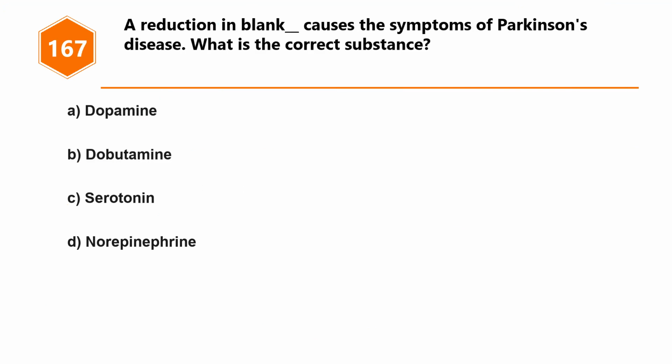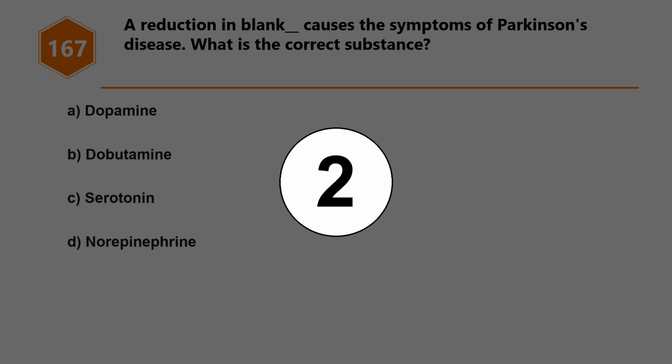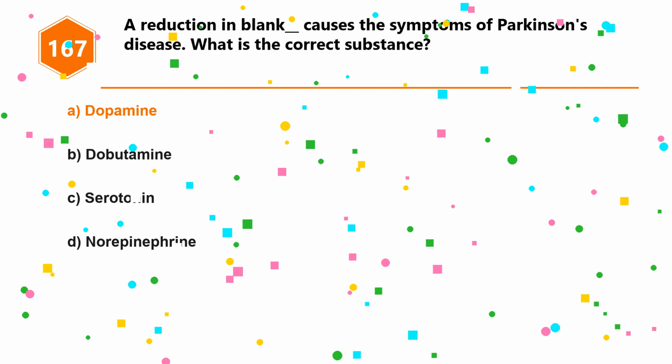Question 167. A reduction in blank causes the symptoms of Parkinson's disease. What is the correct substance? Option A, dopamine. Option B, dobutamine. Option C, serotonin. Option D, norepinephrine. The correct answer is option A, dopamine.